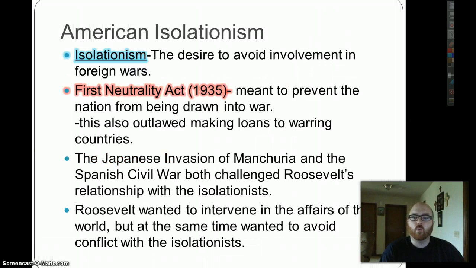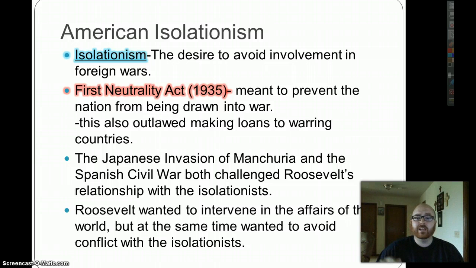After World War I, the United States became increasingly isolated. We went back into our shell and isolated ourselves from the world. And so we are very isolated, very neutral when World War II begins. We set these Neutrality Acts. The first Neutrality Act in 1935 was meant to prevent the nation from being drawn into war. It outlawed making loans to warring countries. We're going to be neutral, we're not going to get involved, we're going to stay out of it.